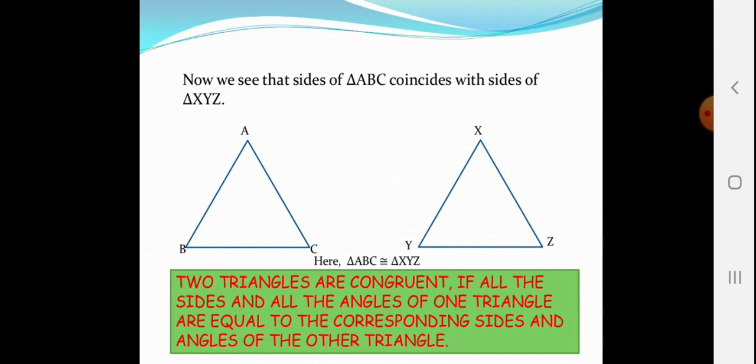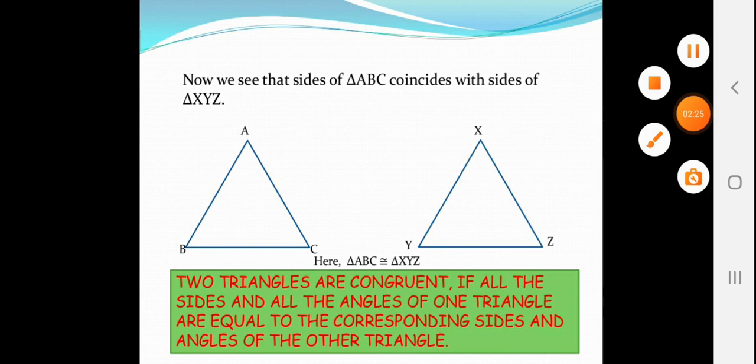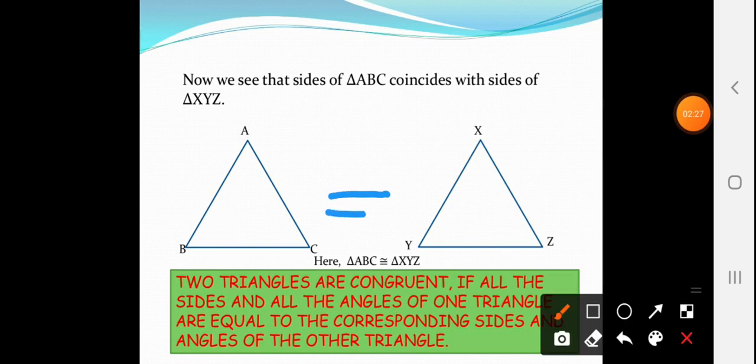Now we see that the sides of triangle ABC coincide with the sides of triangle XYZ. So I can write that triangle ABC is congruent. You can see the symbol. Can you find the symbol? The congruency symbol is like this, right? So I can say that triangle ABC is congruent with triangle XYZ.